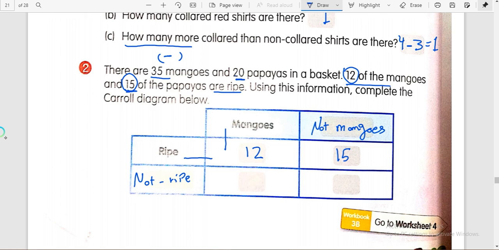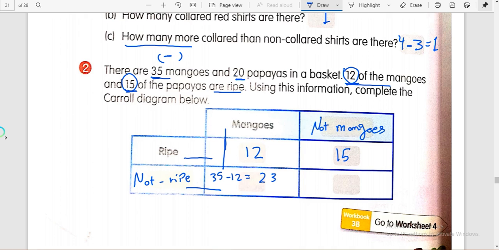Not ripe, but mangoes. How can we know? Now we have the number of ripe mangoes and the number of ripe papayas, but we don't have the number of not ripe mangoes and not ripe papayas. So how can we know? We will subtract the number of ripe mangoes, which is 12, from the total number of mangoes, which is 35. 35 minus 12 equals 23. So the answer is 23.